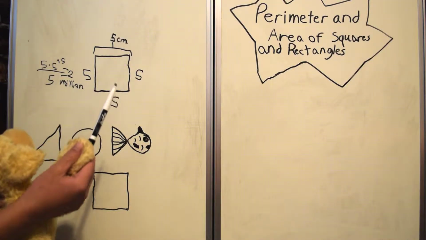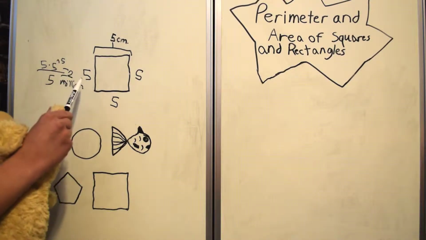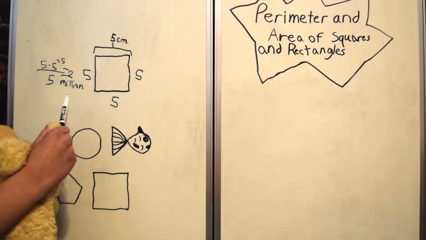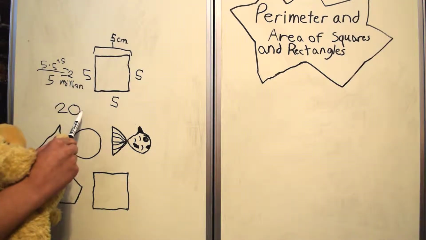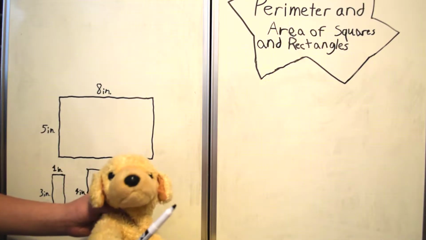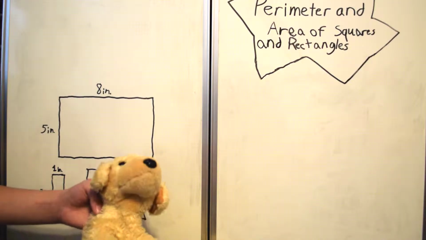Just kidding, you actually just add up all the sides. 5 plus 5 plus 5 plus 5 equals 20. So the perimeter of this square is 20 centimeters. Now we'll focus on the perimeter of rectangles.